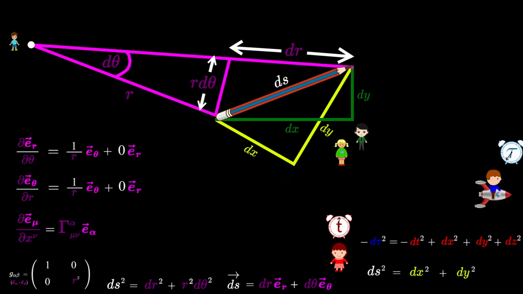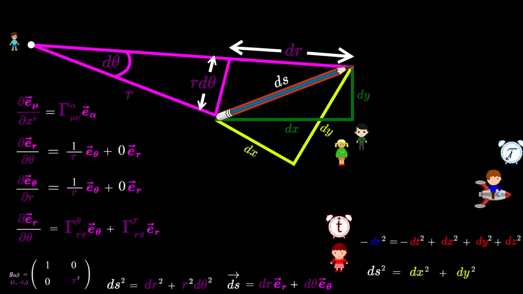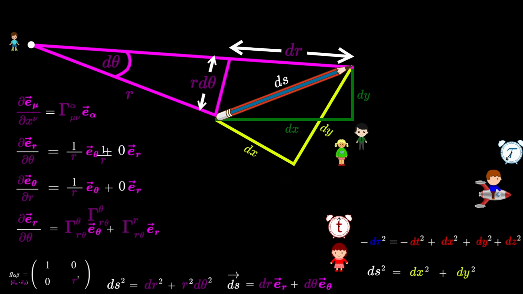So in the case of polar coordinates, this equation would mean gamma theta mu nu e theta plus gamma r mu nu e_r. If we let mu equal r and nu equal theta, we can compare this equation directly with the first equation of the two above and obtain values for two of our Christoffel symbols. We see that gamma theta r theta equals 1 over r, and gamma r r theta equals 0.